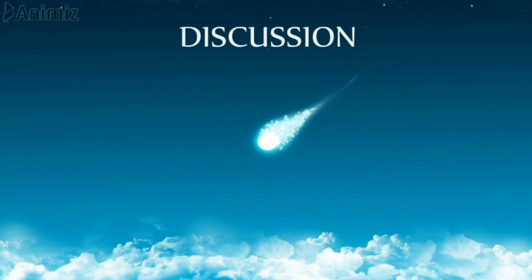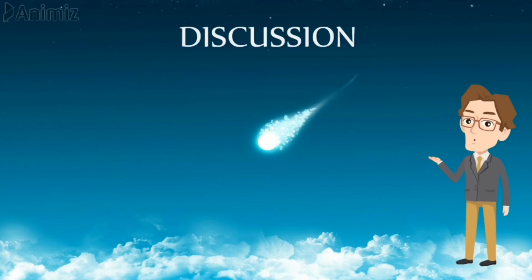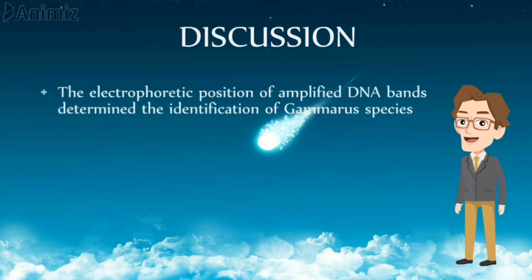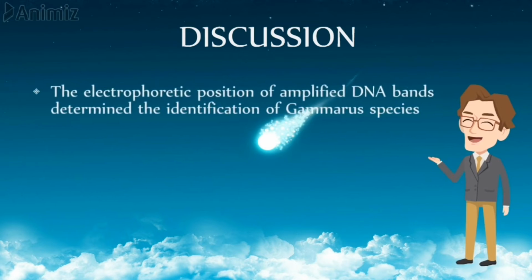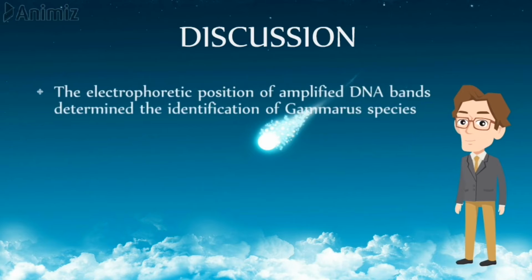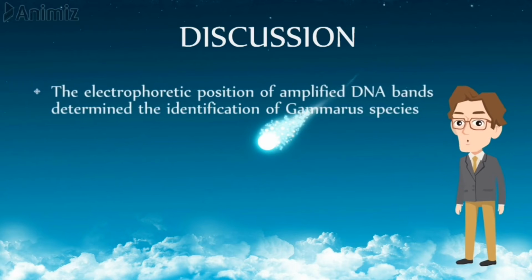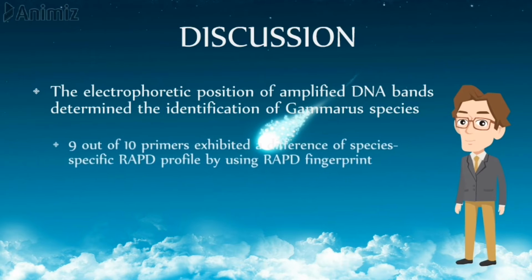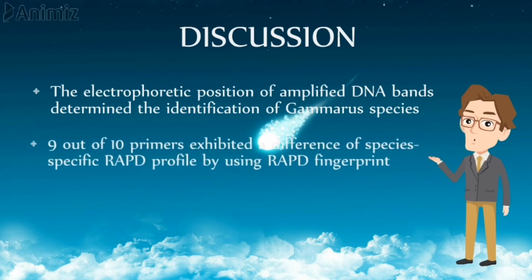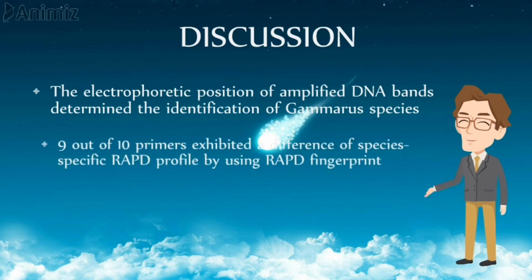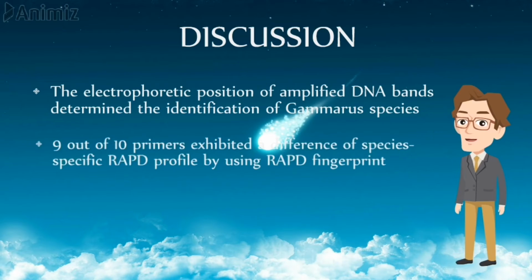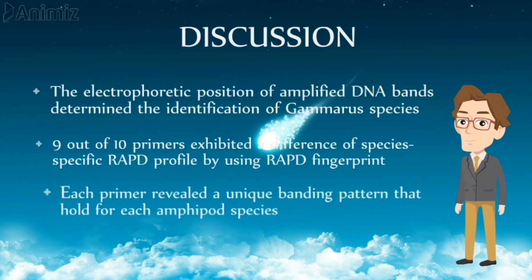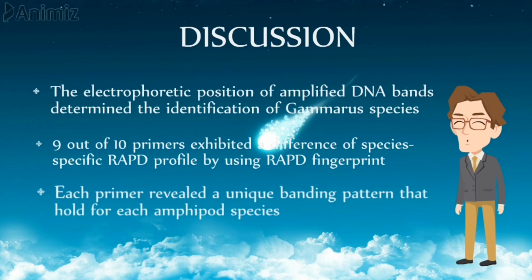Let's proceed to the discussion part. According to the study, the electrophoretic position of amplified DNA bands determines the identification of Gammarus species. It can be proved that 9 out of 10 primers exhibited differences of species-specific RAPD profile by using RAPD fingerprint, where each primer revealed a unique banding pattern that holds for each amplified species.